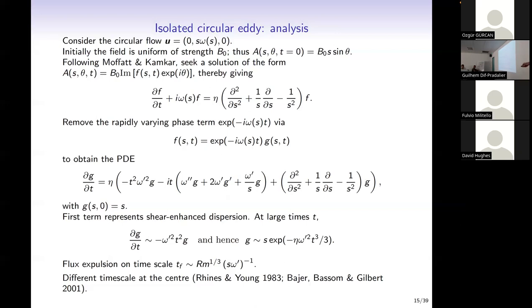Clearly, something different must happen at the center of the cell, because omega prime vanishes at the center of the cell. There's a nice paper by Bassett and Gilbert, which deals with the asymptotics near the center of the cell.